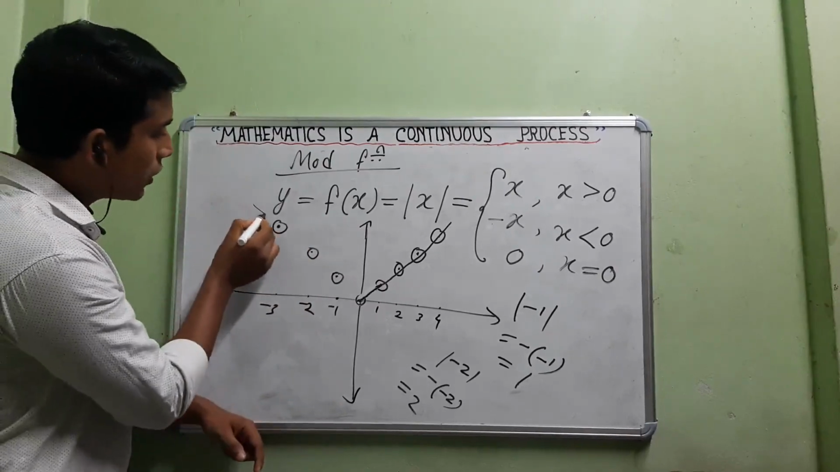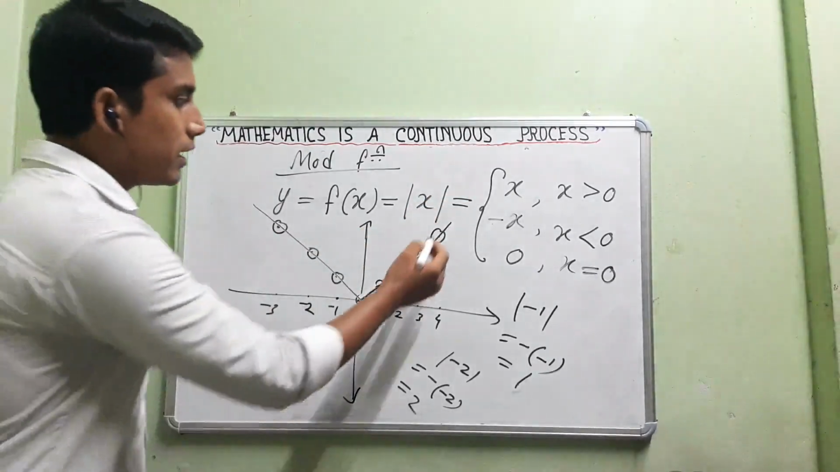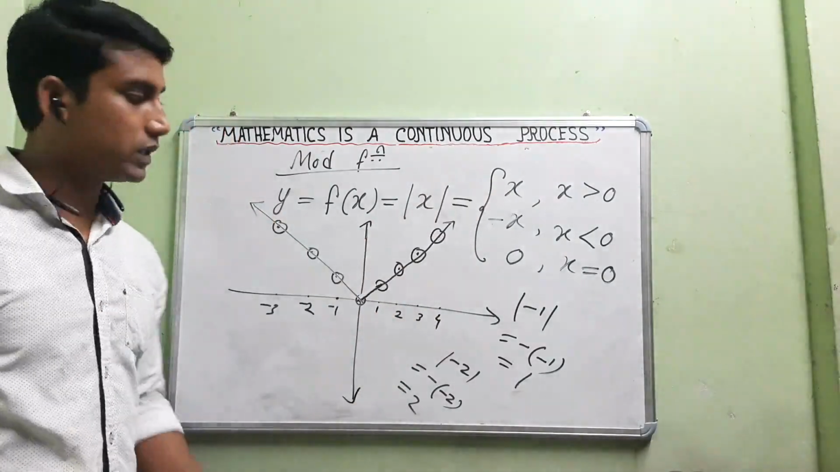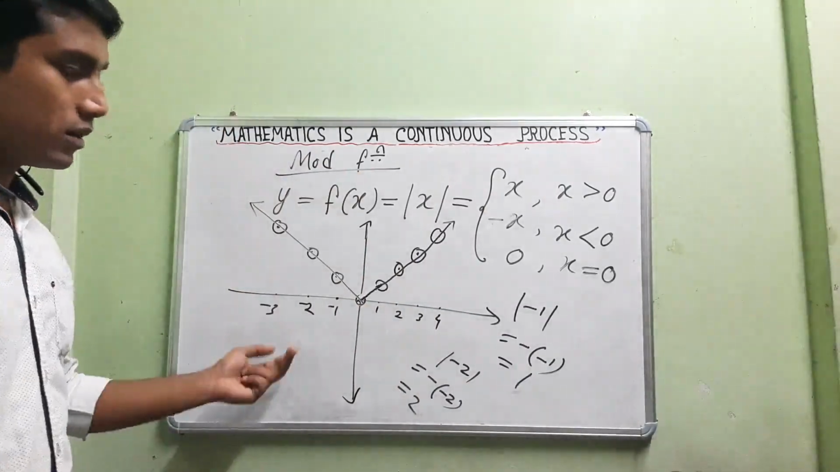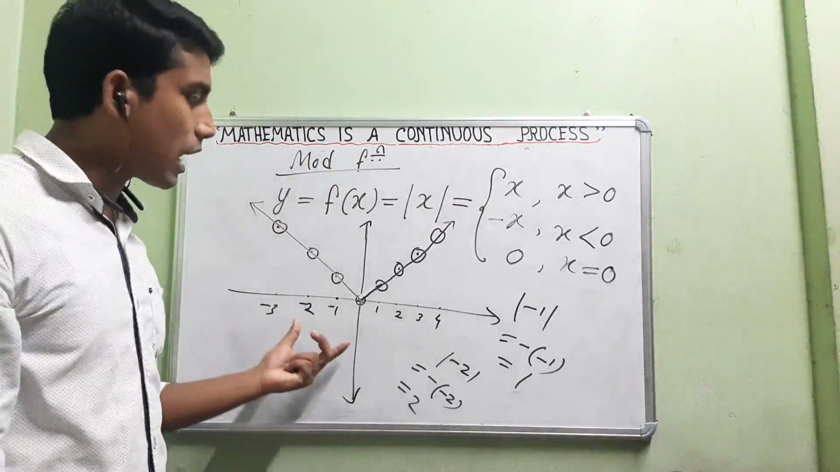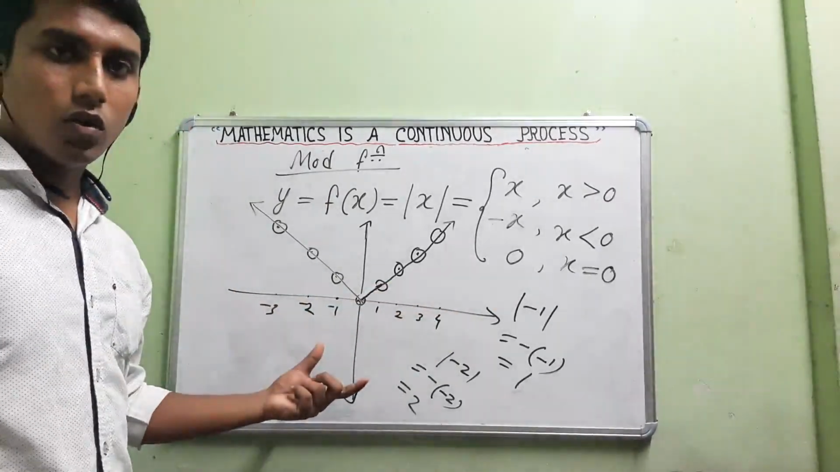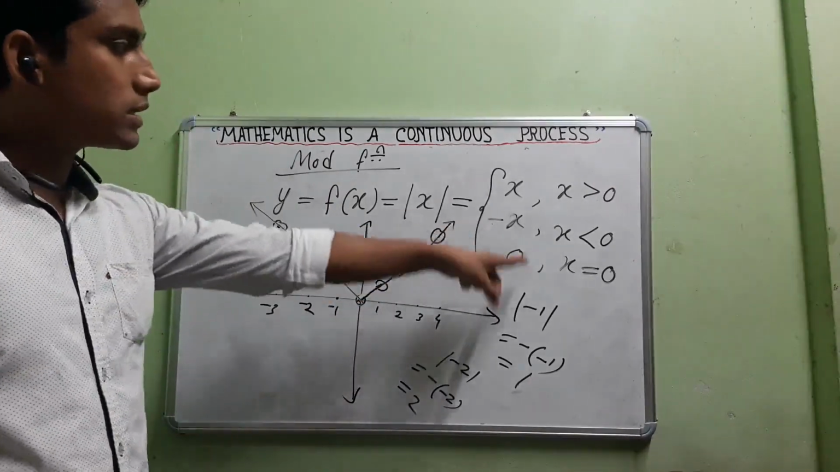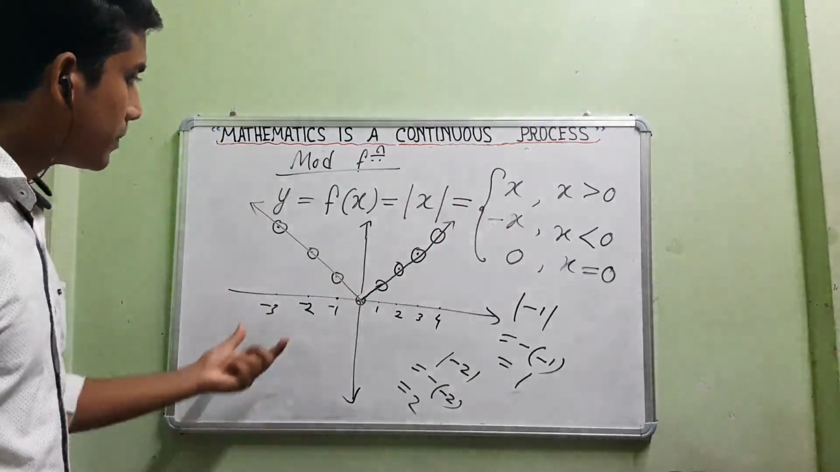Now if you join the points, this is a V-shaped graph. This is the graph of the mod function, or modulus function, we can say. I think you have got the concept. Remember the process I have drawn in front of you in this video. Through the concept I have discussed, we can easily draw the graph. So remember this part.